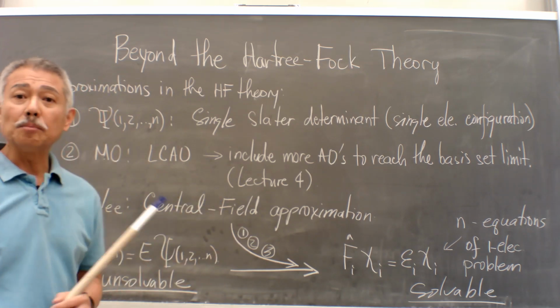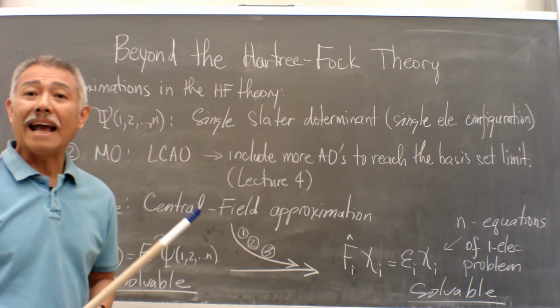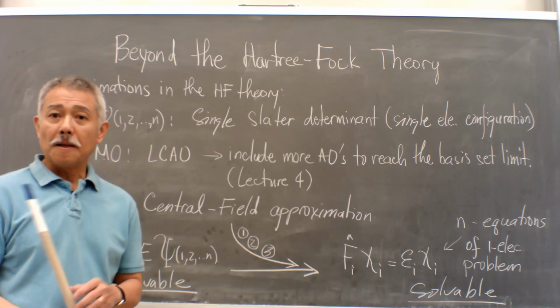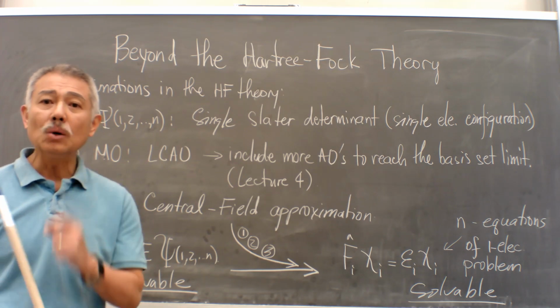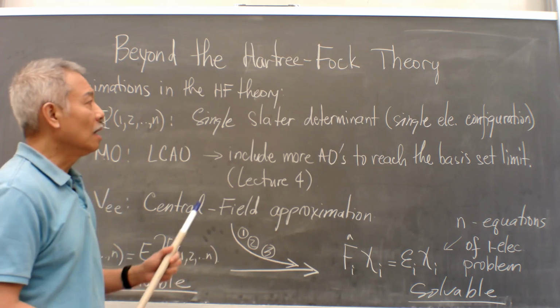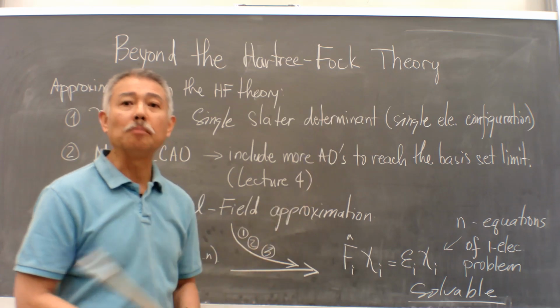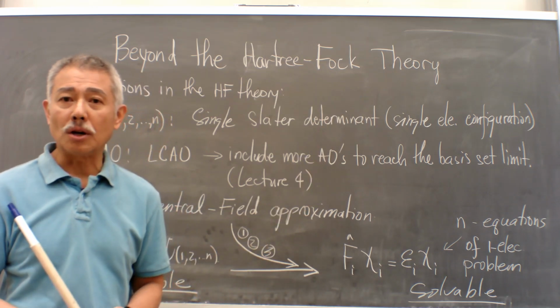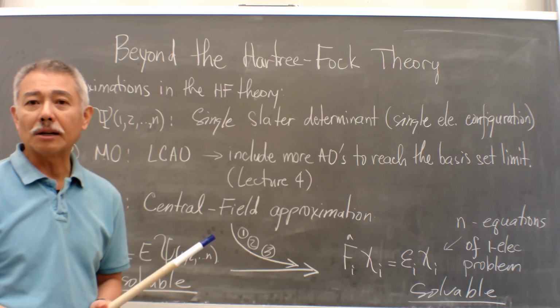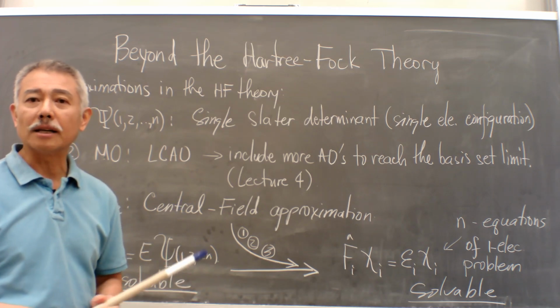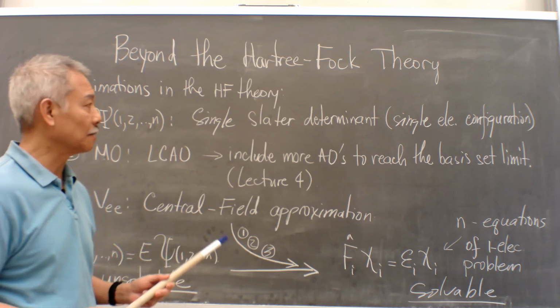The first approximation is in the n-electron wave function. We assume it is given by a single Slater determinant. In other words, it came from a single electronic configuration. Usually, if we solve for the ground state, it is the electronic configuration for the ground state.